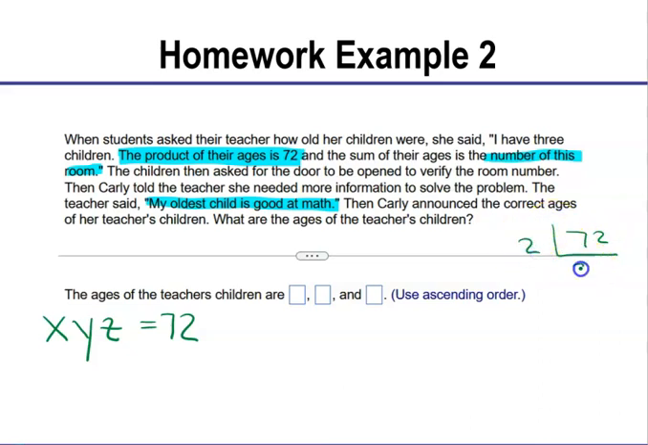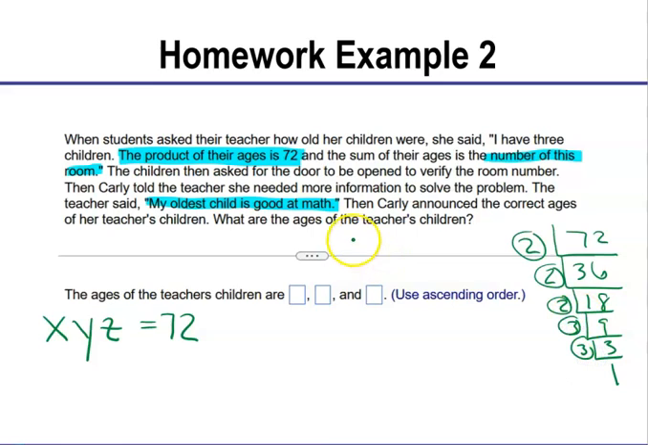2 divides into 72 36 times. 2 divides into 36 18 times. 2 divides into 18 9 times. 3 divides into 9 3 times, and 3 divides into 3 1 time. So the prime factorization is over here. It's 2 to the third. So again, 72 equals 2 to the third times 3 squared. Now we've got to think of all the possibilities of these numbers multiplied together.